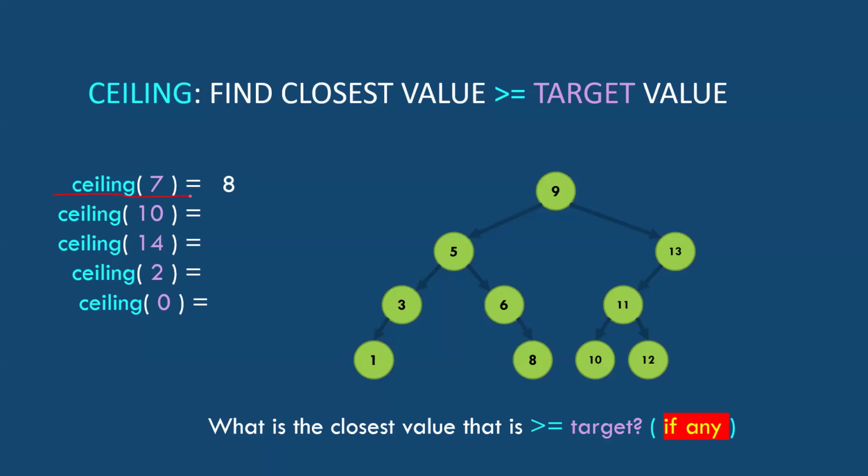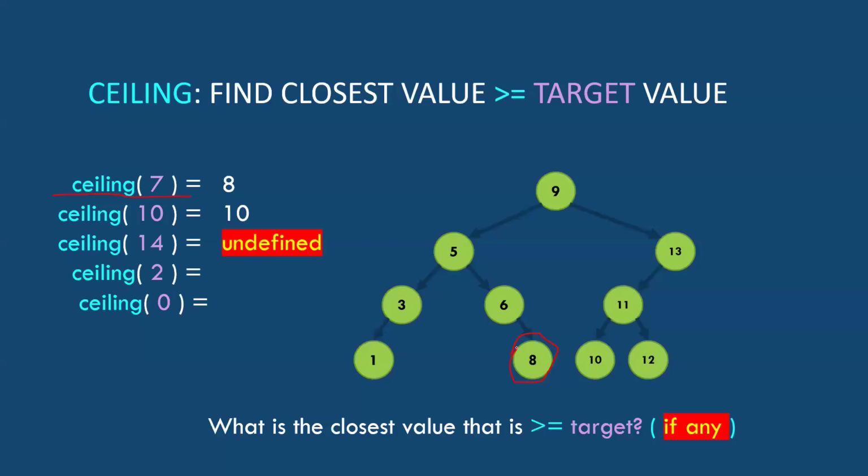Well, I have to go searching, and eventually I should find the 8. It's like, hey, 7 is less than this. It's greater than that. It's greater than that. Oh, I ran out of space, but I found you an 8. Okay. There's your answer. So that's what the ceiling means. Ceiling of 10 is 10. It's greater than or equal to the target.